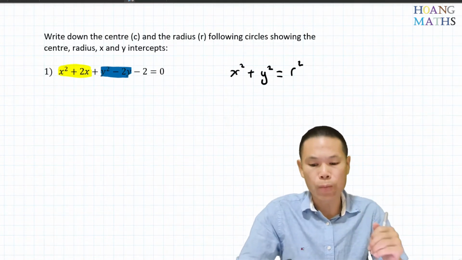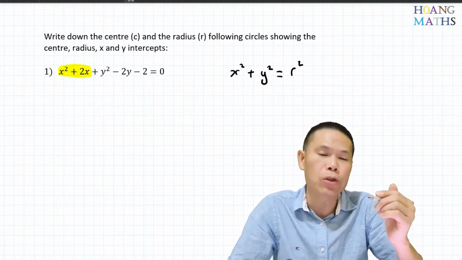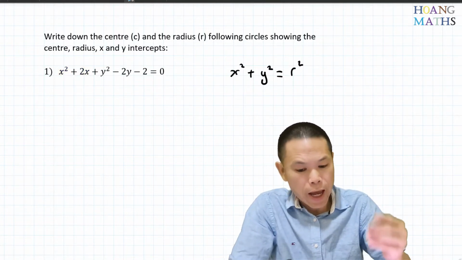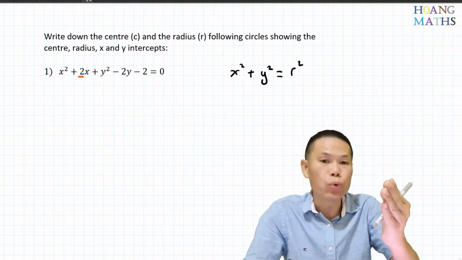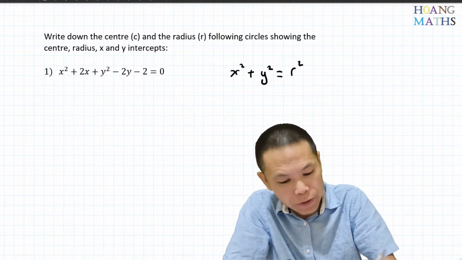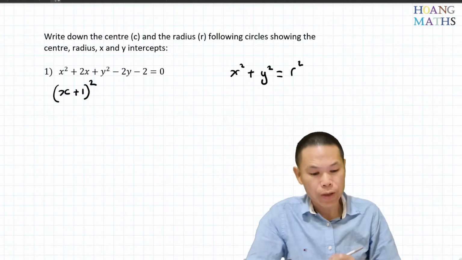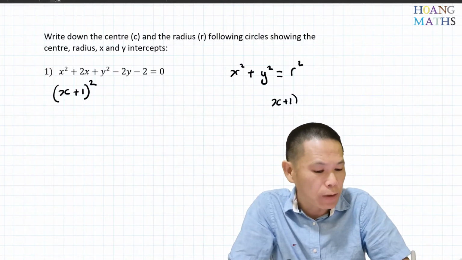and then we need to convert this into a perfect square as well. To make x squared plus 2x into a perfect square, we just halve the coefficient of x, which is 2. Half of 2 is 1. So I just write this down first: x plus half of 2, which is 1, squared. So (x plus 1) squared.